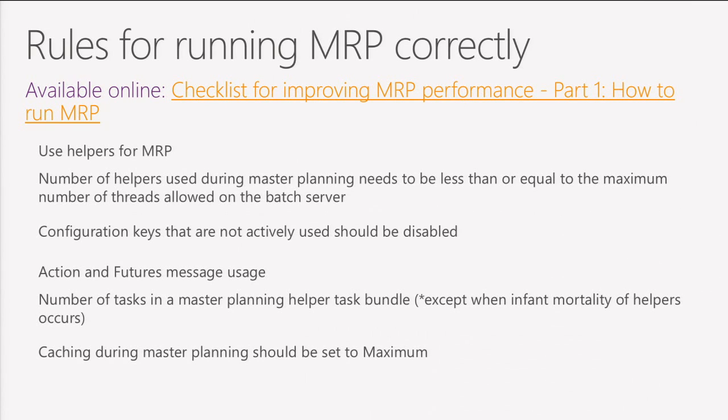Also, when you're in an implementation phase, it may be a good idea not to tell the system to generate improvement suggestions for all the items. So, for example, when you start implementing AX, enable action message generation only for the problematic items, the items with long lead times, with high cost prices, things like these. It will have a good impact on the runtime of MRP.